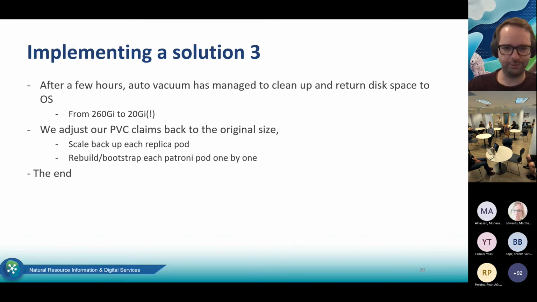At that point, we were able to adjust our PVC claims back to the original size, scale up each replica again, and bootstrap them based on the WAL log. So that WAL log still existed, but it was able to be compacted, and it wasn't bottlenecked by replicas that were at a certain offset. At that point, our cluster was back to a healthy state. And yeah, that's kind of an overview of lessons learned from an out-of-space database in Postgres.